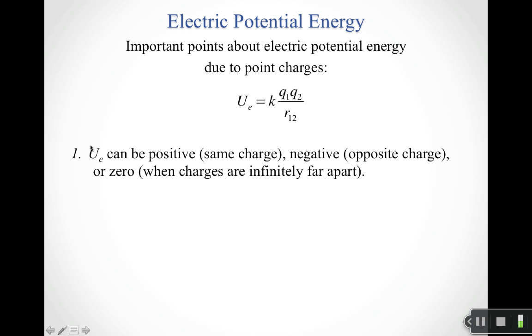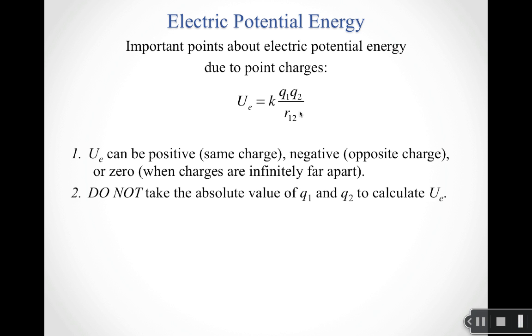Some important things to consider when you're thinking about the electric potential energy due to point charges. One is the potential energy can be positive because I've got the same charge. It can be negative because I've got opposite charges, or it can be 0 because my two charges are infinitely far apart. I do not take the absolute value of Q1 and Q2 to calculate the electric potential energy. I did when I wanted the magnitude of the force between them. I don't when I want to calculate the electric potential energy.